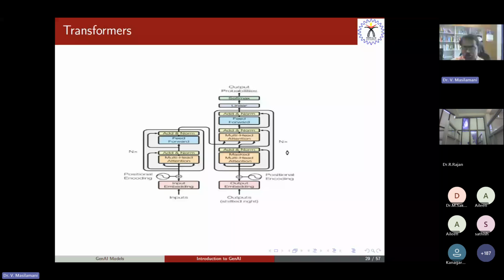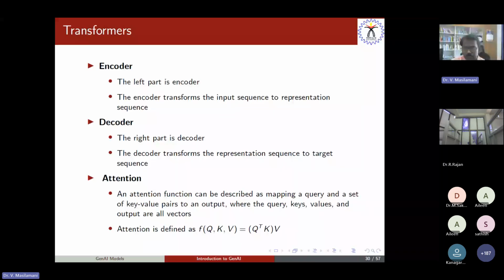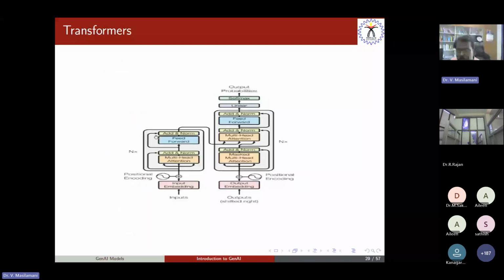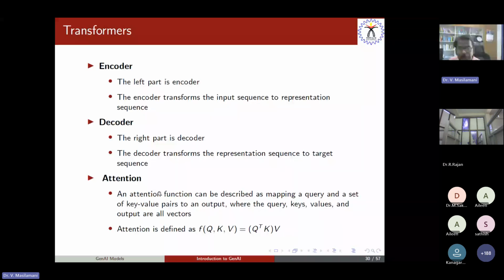As we have seen, there are basically two parts here, and inside each of the two parts, one more part is there. This is the encoder, this is the decoder. Inside them, multi-head attention is there, masked multi-head attention is there. They are basically attention modules. So: encoder, decoder, attention module.